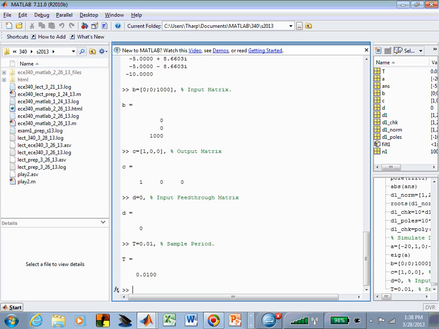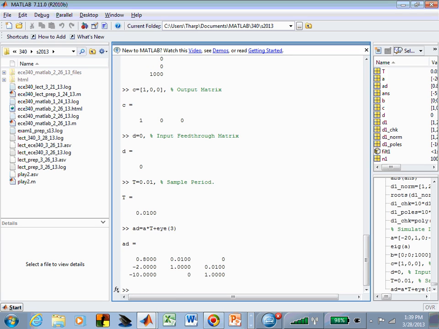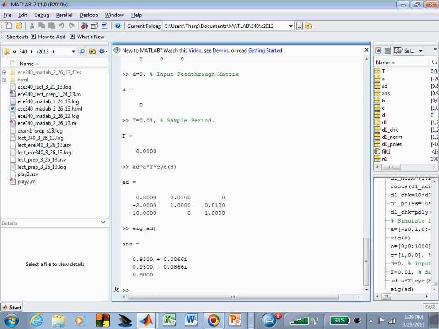We can now create our discrete time system. We can say A discrete, or AD, is now equal to A times capital T plus the identity matrix. Well, MATLAB is kind of cute. It says if you just say EYE 3, that will give you an identity that's 3 by 3. That's now your discrete time, and you could now say, what are the eigenvalues of my discrete time system? And you go, would you quit talking about eigenvalues? Enough.